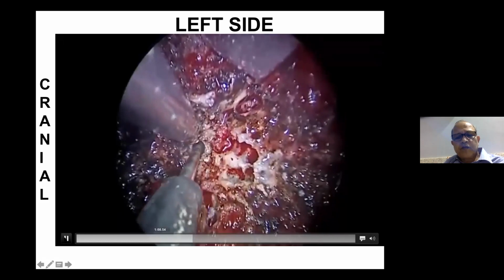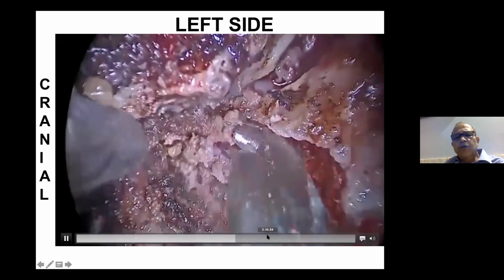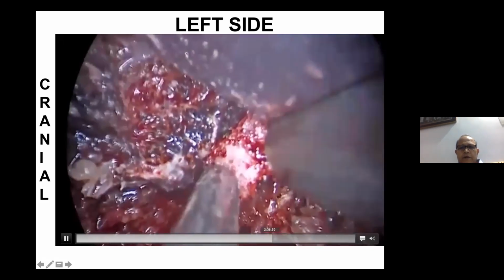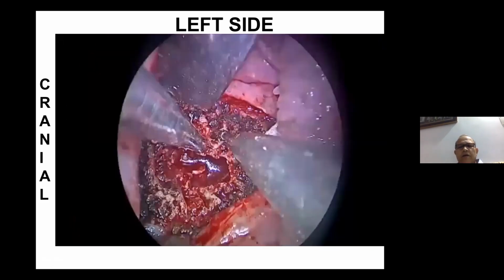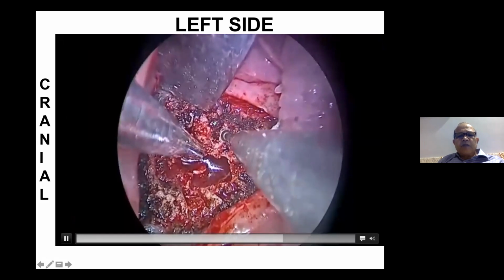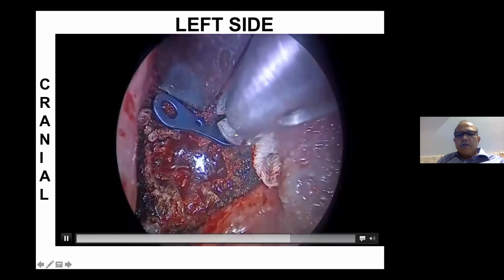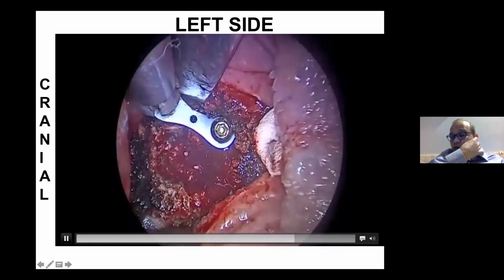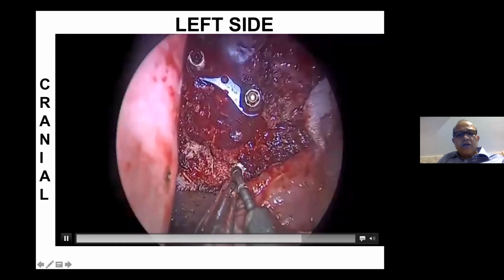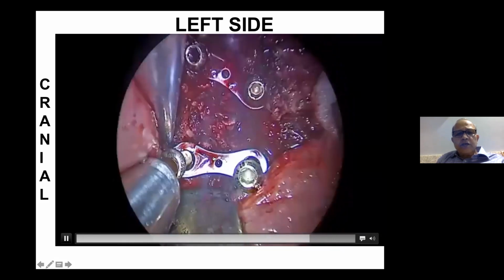I think I can skip those. These are the same. This is the odontoid that we drilled. I think the lateral mass on the left side, yes. In situ lateral mass, the screw has been put in C1, and on the ipsilateral side also, after putting in a graft, bilateral screws C1, C2.